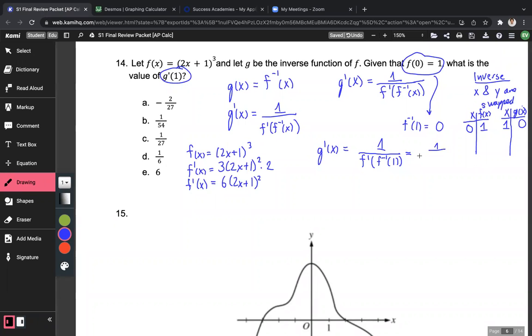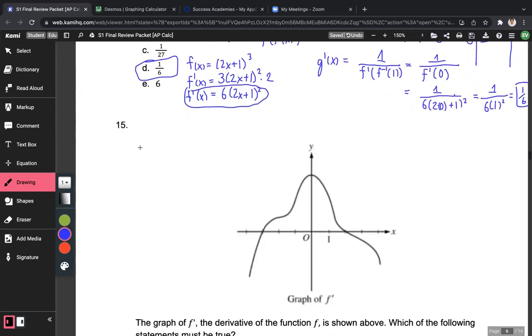So that's going to be 1 divided by the derivative of f prime evaluated at 0. Which is going to be 1 over, I said f prime of x over here, 1 over 6 times 2 times 0 plus 1 squared, which is just 1 over 6 times 1 squared, which is just 1/6.